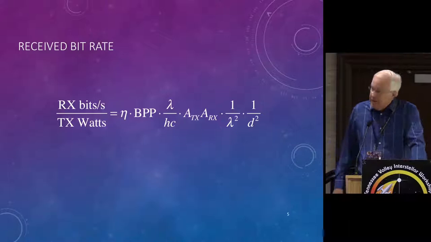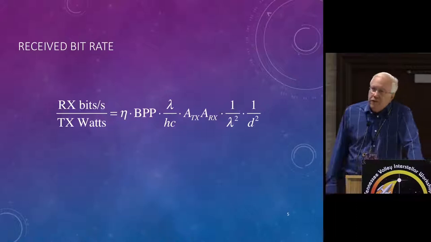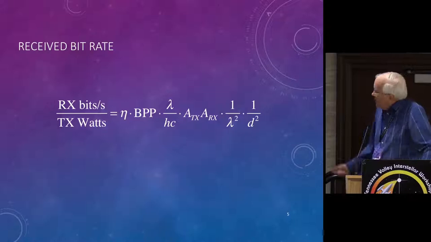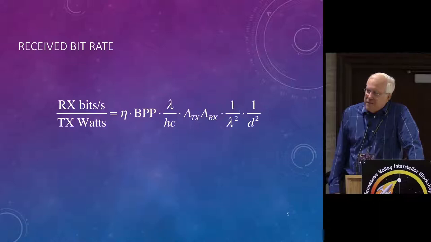Another factor is the product of the transmit aperture area times the receive aperture area. So that factor is going to have to be very large to make up for the distance that we're talking about. So we'll talk a lot about that number.